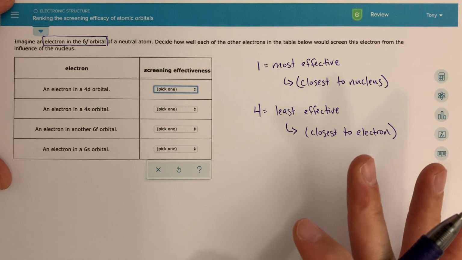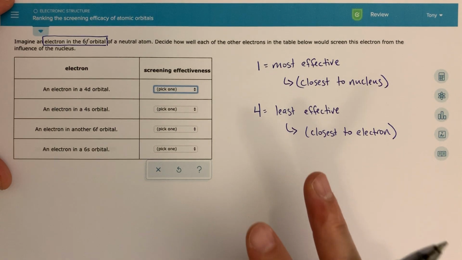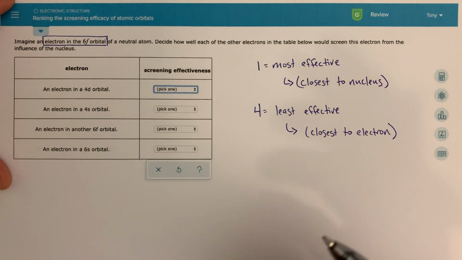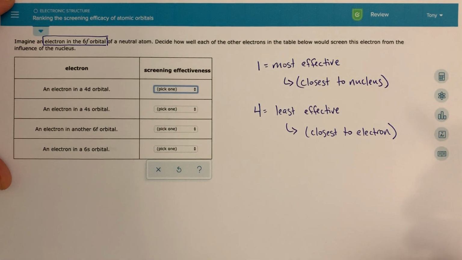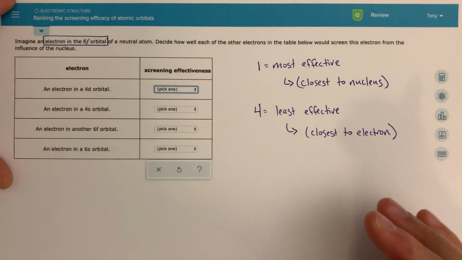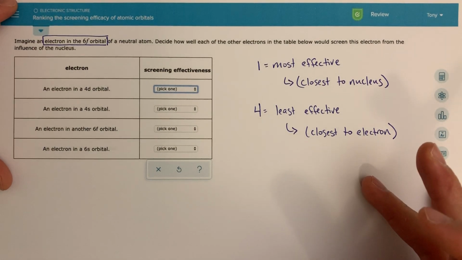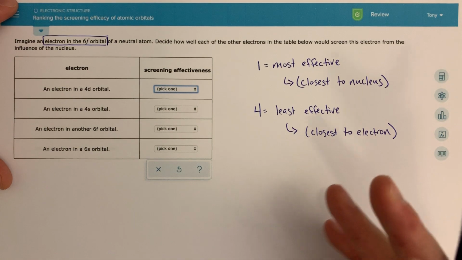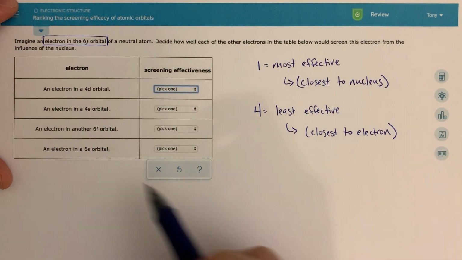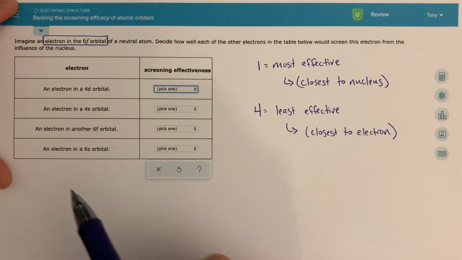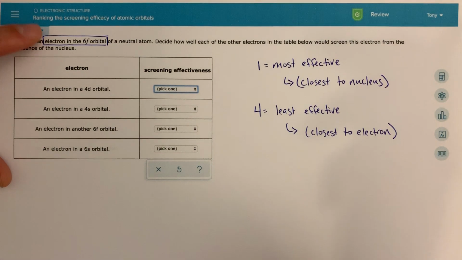In this video, I'm going to do two different instances of this topic just to give us a little more practice. You can see I've already made some notes here on what we're looking for. The idea of screening is basically a measure, or an estimate, of how likely an electron in these orbitals is to be in between the electron in question.